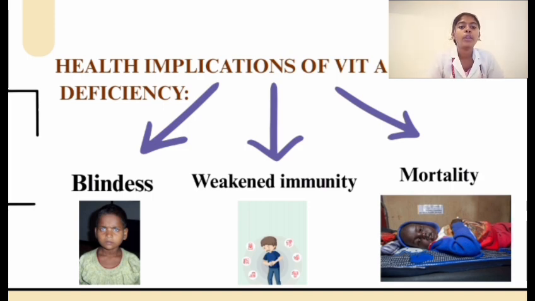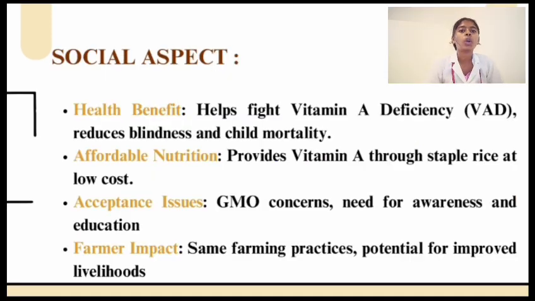Increased mortality. For children, vitamin A deficiency is life-threatening. Millions of young children in developing countries suffer or even die every year because their bodies cannot resist infections without enough vitamin A. Next, we can talk about the social aspects of golden rice.